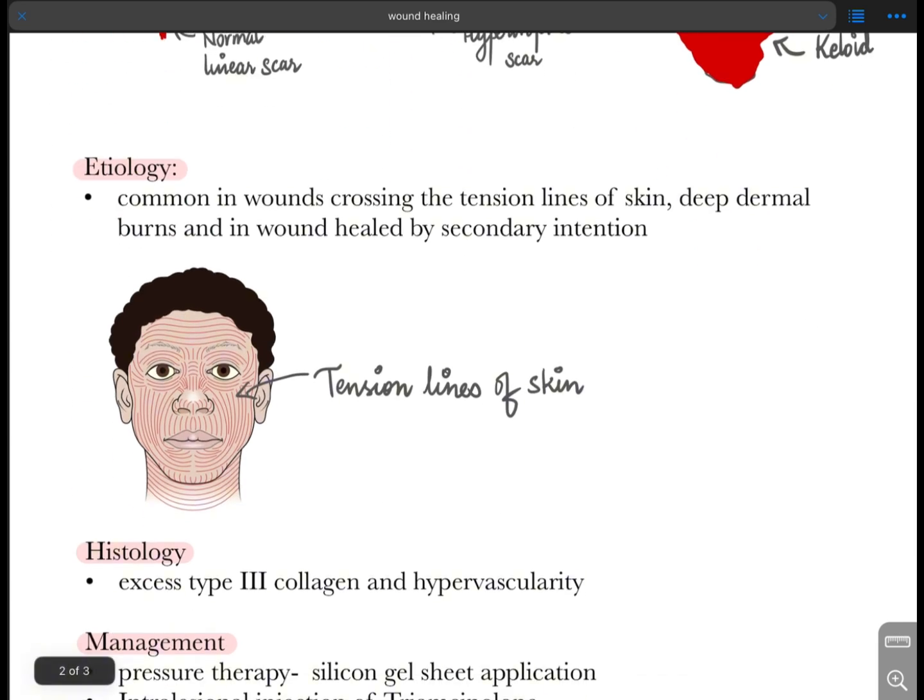Talking about the etiology, it is common in wounds crossing the tension lines of the skin. So if these are the normal tension lines of the skin, and the wound occurs crossing these tension lines, then that results in hypertrophic scar. Another etiology is deep dermal burns and wounds that heal by secondary intention. So wounds that have extensive soft tissue loss heal quite slowly and they may hypertrophy and may even lead to contracture. So wounds that heal by secondary intention may lead to hypertrophic scar.